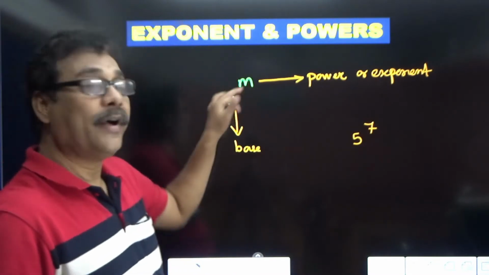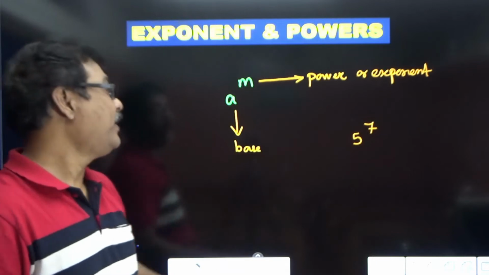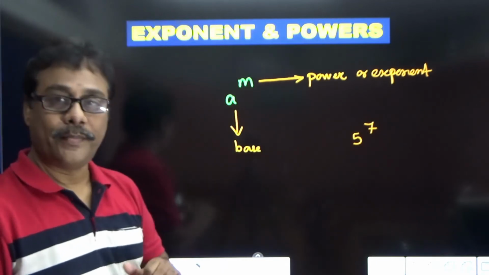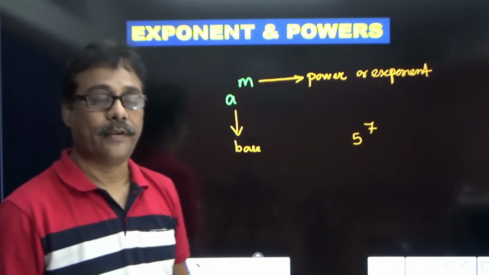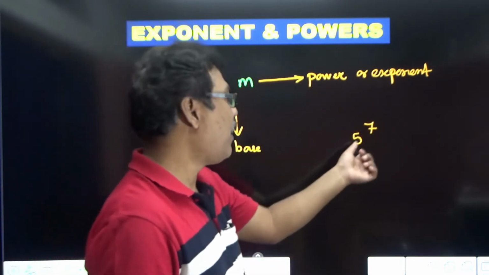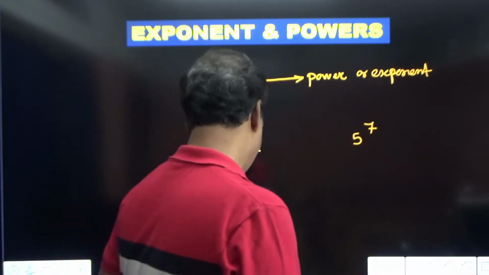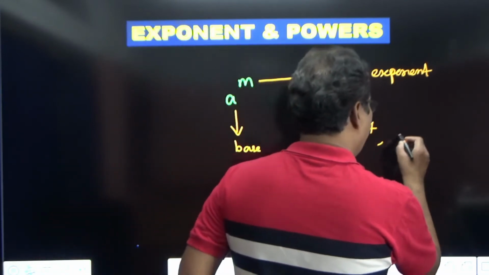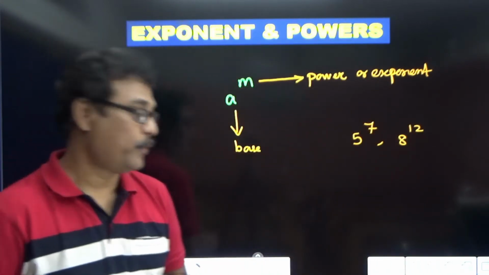This is a to the power m. When I write in this form, this is called exponent form, right? Here a is called the base of this expression and m is called power or exponent of this expression. For example, if I say 5 to the power 7, here 5 is called base, 7 is called exponent. If I write 8 to the power 12, 8 is called base and 12 is called exponent.